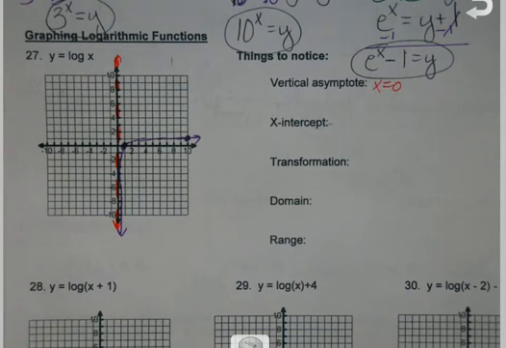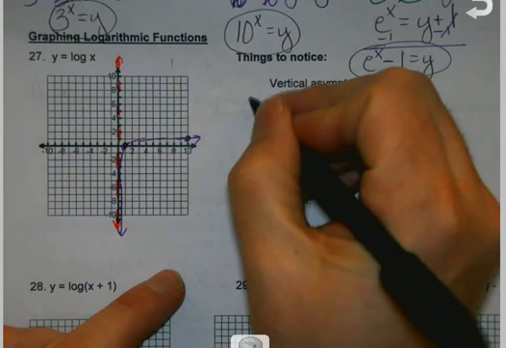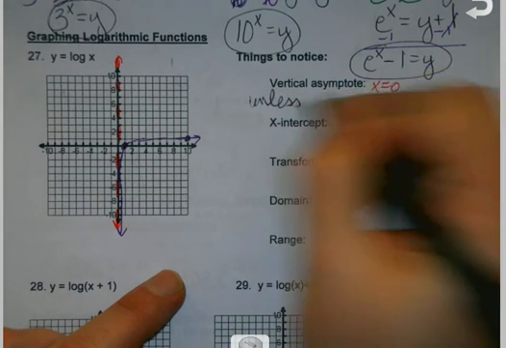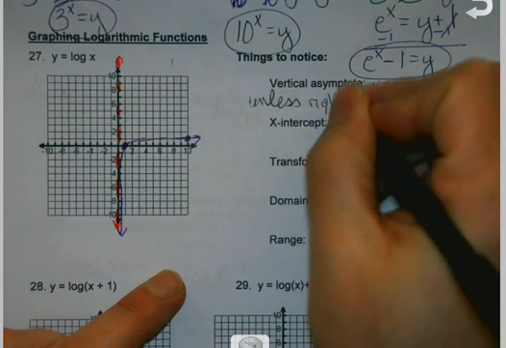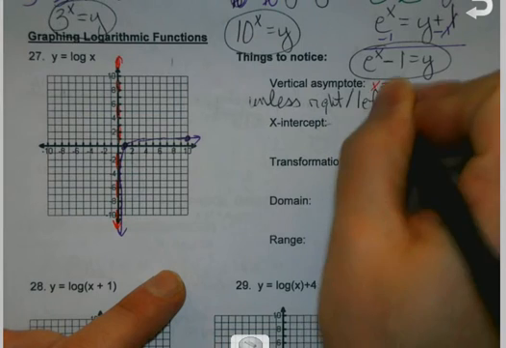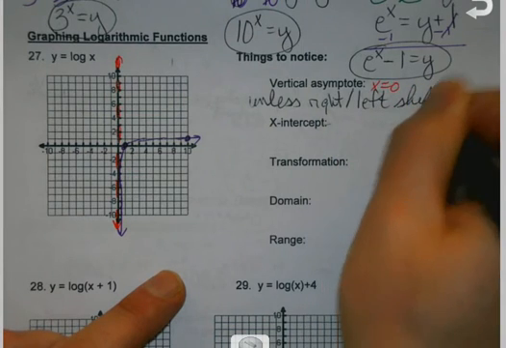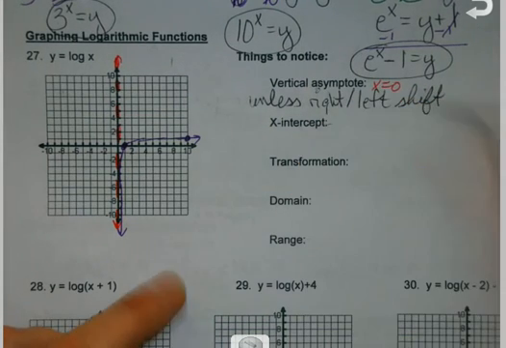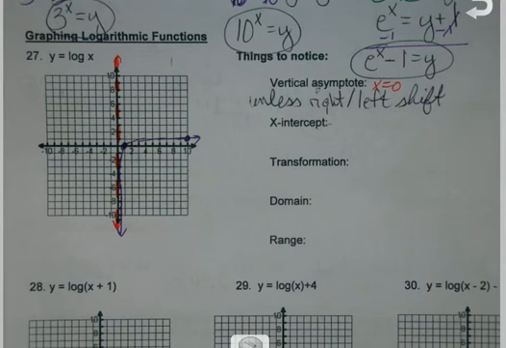So it's going to be at x equals 0 for my vertical asymptote unless I have a right or left shift. And we'll talk about the shifts here in just a minute. But if it's up and down, it doesn't move. But if it's left or right, it's going to move along with it.